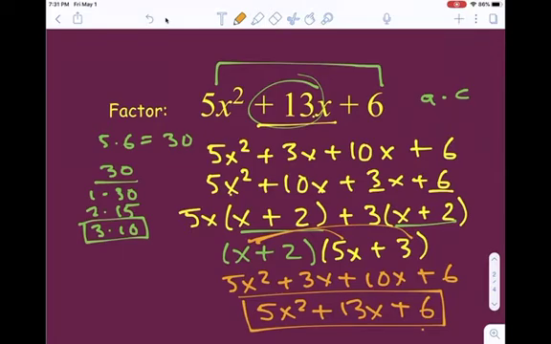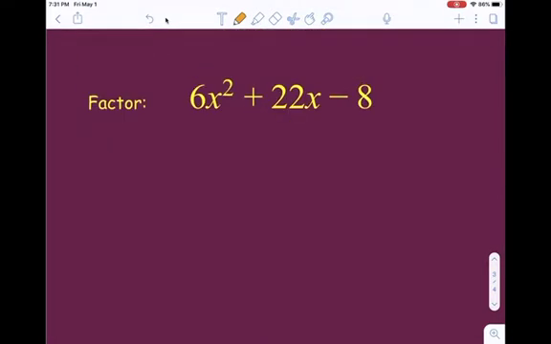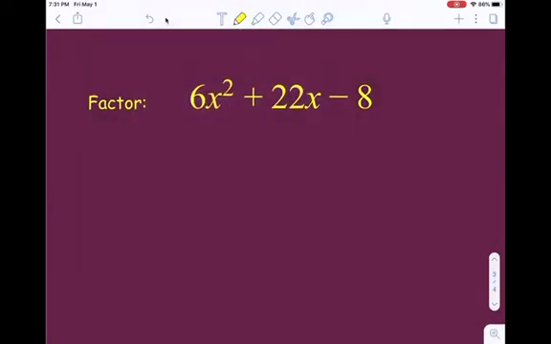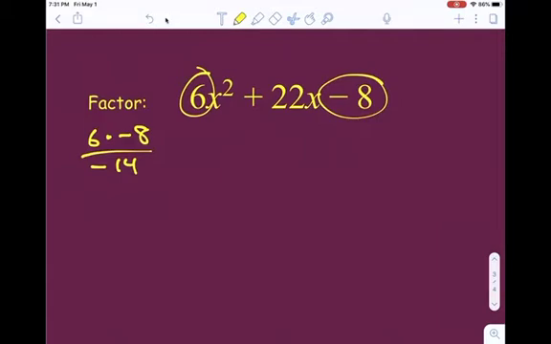All right, let's try another one. These are only going to get easier if you do them. So same deal. Let's take our A and our c term and multiply them together. Now, remember, this is from that last video. We get 6 times negative 8, so we have negative 48. We have negative 48, and we are looking for factors that are going to multiply to give me negative 48, and that are also going to add up to give me positive 22.